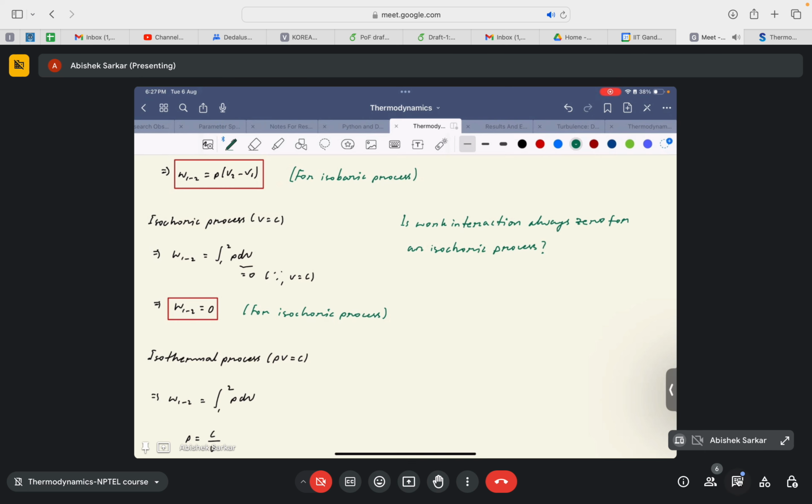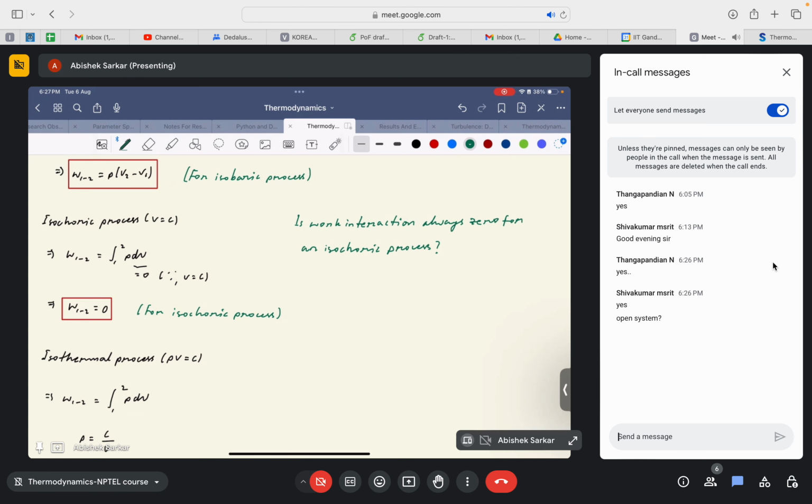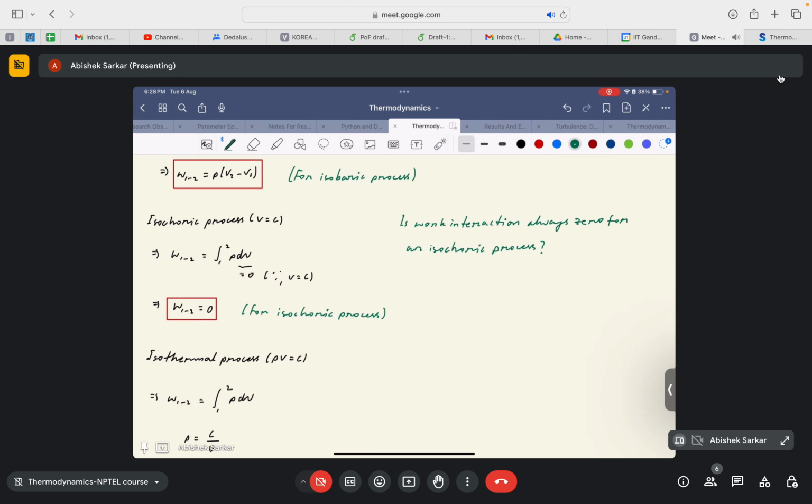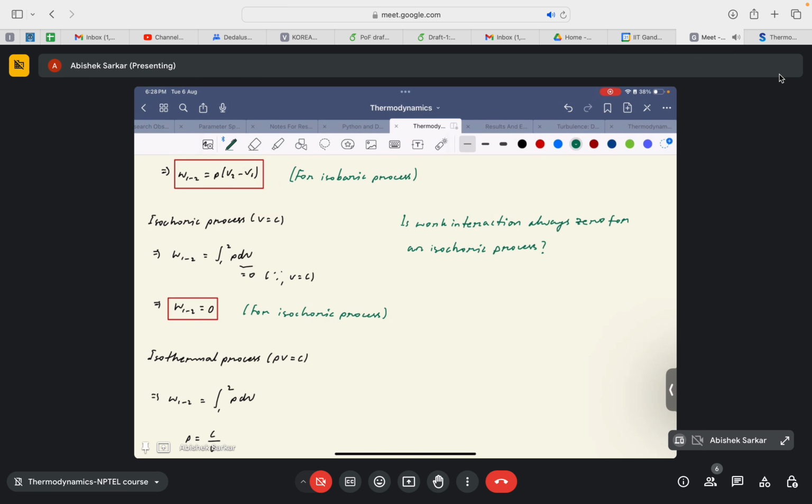So let me see the replies. Yes, yes, yes, open system. See, if the system is open and if the control volume is changing, then we will not achieve an isochoric process, right? If the system boundary is changing with time, then we will not achieve an isochoric process. So an isochoric process is usually achieved in a closed system where the volume remains constant and the pressure or other properties may change. Okay, so the answer is actually no.